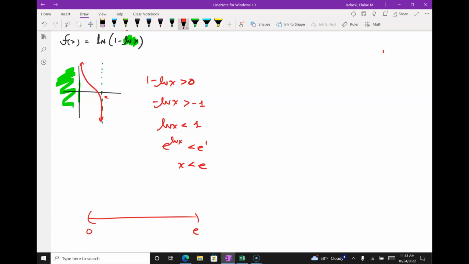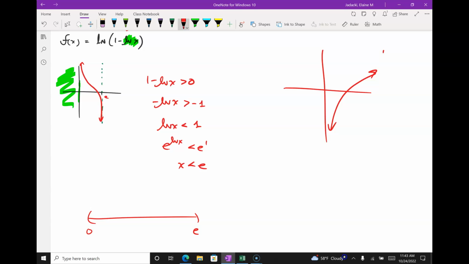When I draw my number line for my test, I'm only going to go from 0 to e. Question? Ln of x. No. If you look at the original ln of x, there's a piece of it that's under the axis, yeah. So I'm just thinking about the domain.